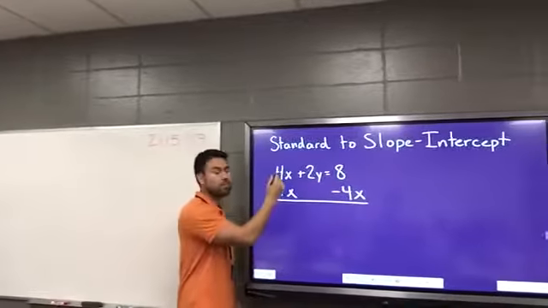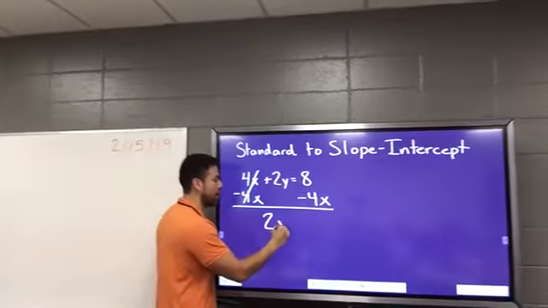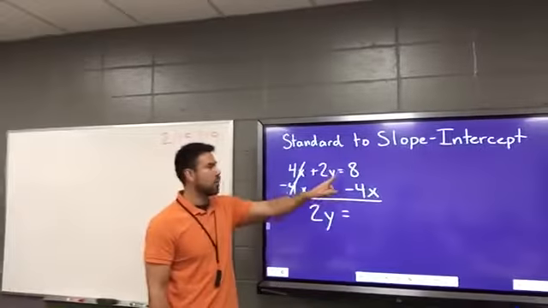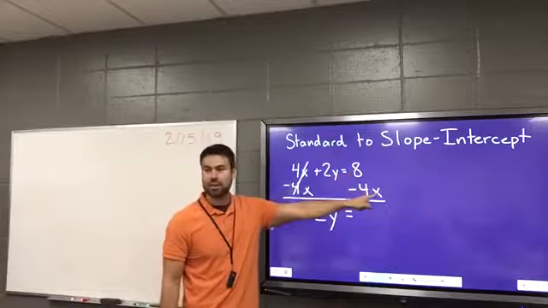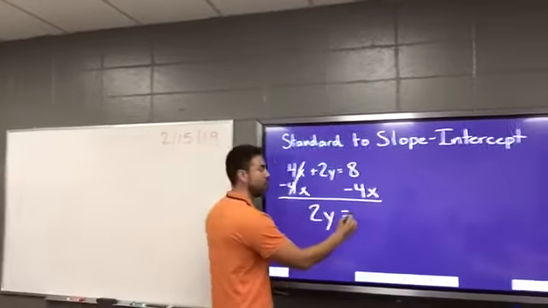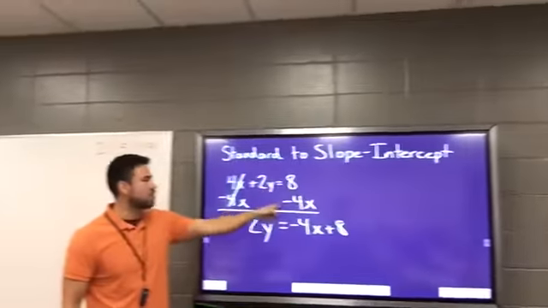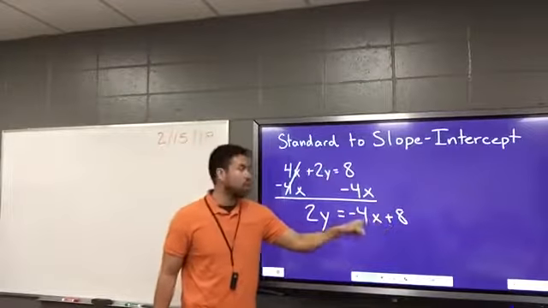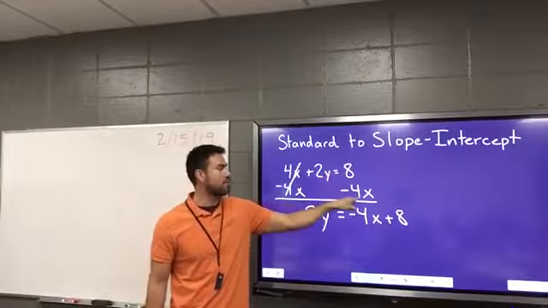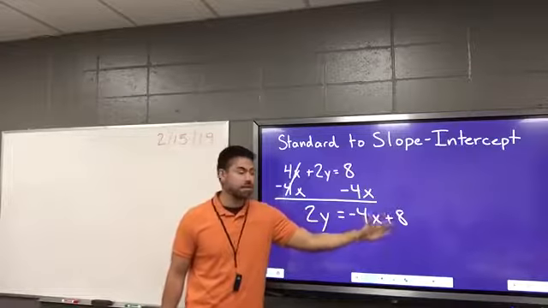So what's 4x minus 4x? 0. I'm left with 2y on the left side. And then on the right side, listen carefully. Do I write it 8 minus 4x? How do I write it? Negative 4x plus 8. Wait, I thought it was a subtraction, now it turned into addition. What sign does 8 have up here? Positive. What sign does 4x have? Negative. Do they still keep their same signs? Yes, I kept the same expression.